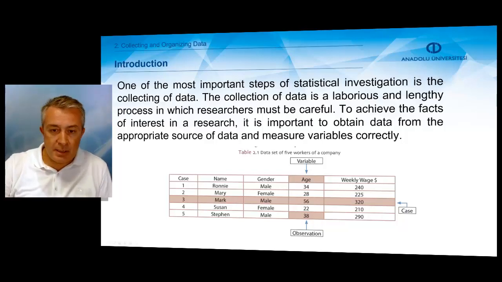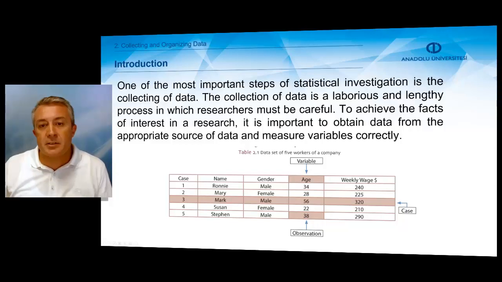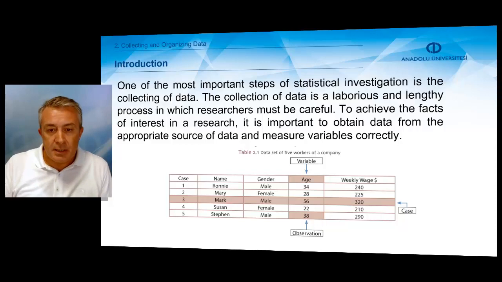So here is an example data set from your book, table 2.1. What we see here is 5 objects or cases. We know their names, their genders, their ages, and their weekly wages. So weekly wage, age, gender, and name are the variables we are interested in. Different characteristics of the objects or cases are the variables here, as you can see.